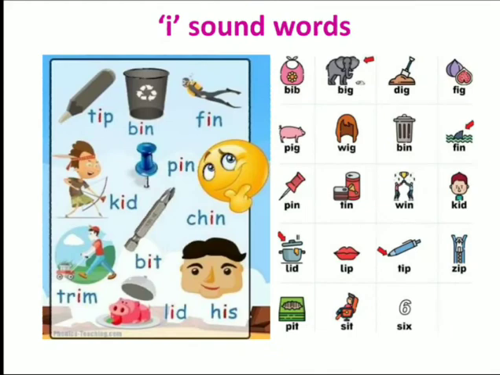And the next one is vowel I. I sound words. The sound for vowel I is I. Now read aloud. T-I-P, tip. B-I-N, bin. F-I-N, fin. K-I-D, kid. P-I-N, pin. C-H-I-N, chin. T-R-I-M, trim. B-I-T, bit. L-I-D, lid. H-I-S-S, hiss. Please have a look at the remaining words also.